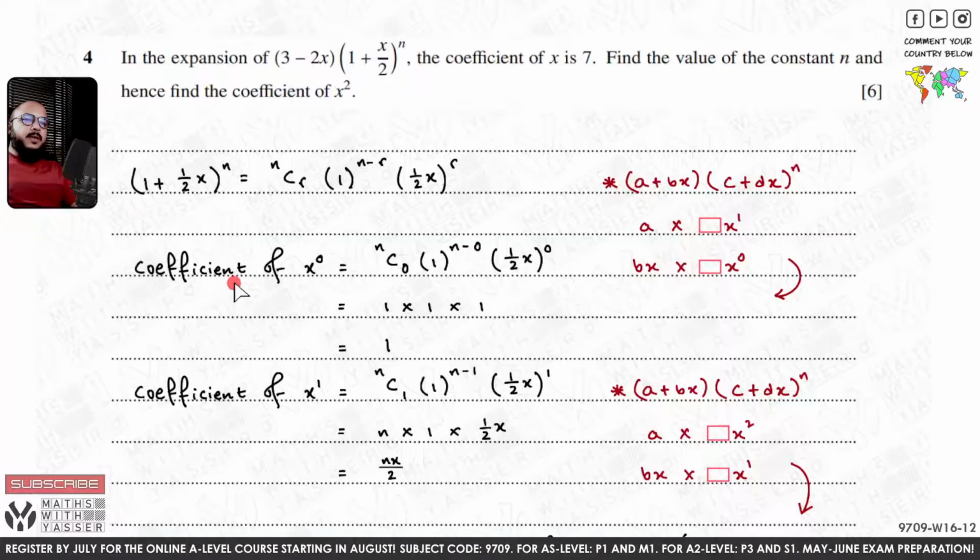So proceeding further, we can say that the coefficient of x to the power 0 is basically nC0 times 1 to the power n minus 0 times half x to the power 0.